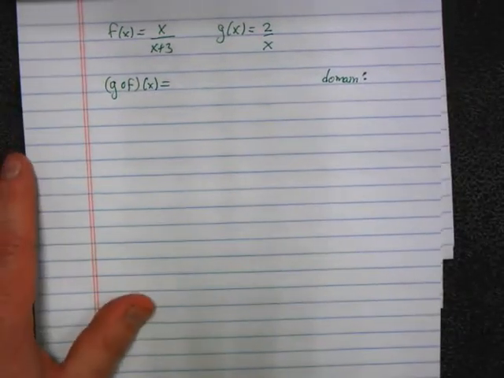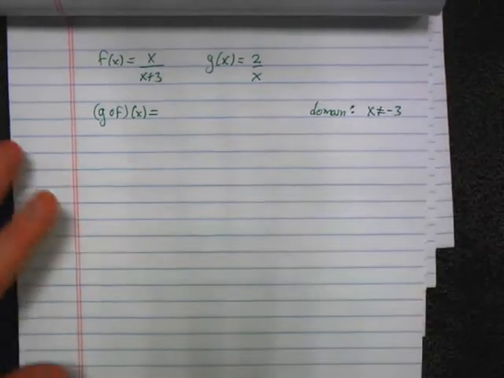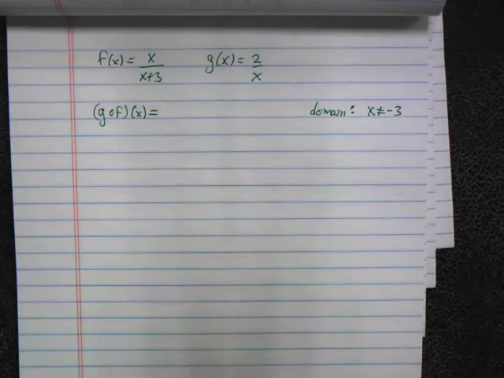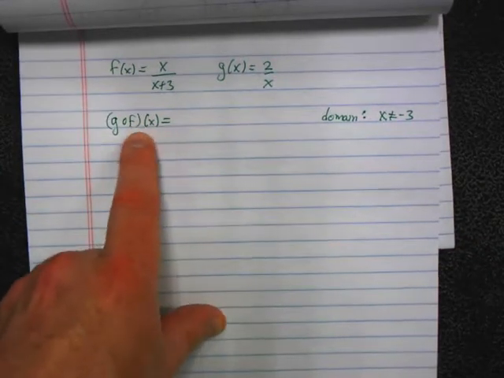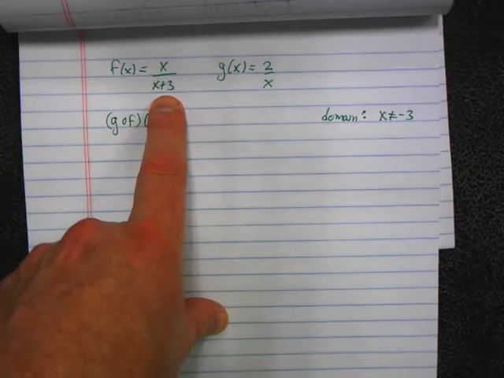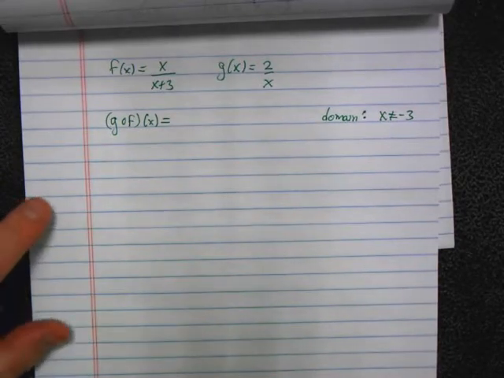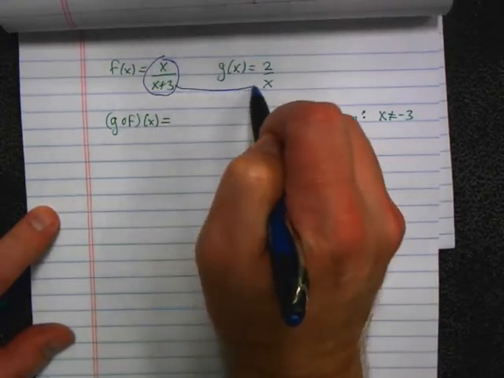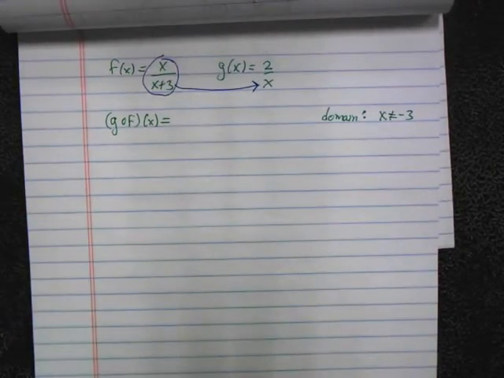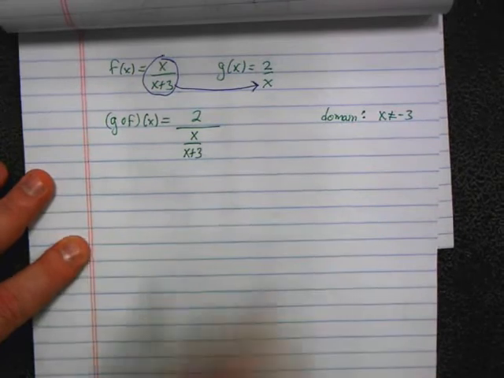And what I tend to do is I tend to start with, right away, x cannot be the number -3. I tend to start writing my domain down first. How come x cannot be the number -3? Because if I try to take -3 and plug it in here, I got to plug it into f, it makes the denominator 0. So I get x can't be -3 because of that part. All right, so what I'm going to do now is I'm going to take this function and I'm going to plug it in right there. That gives me 2 over x over x plus 3.